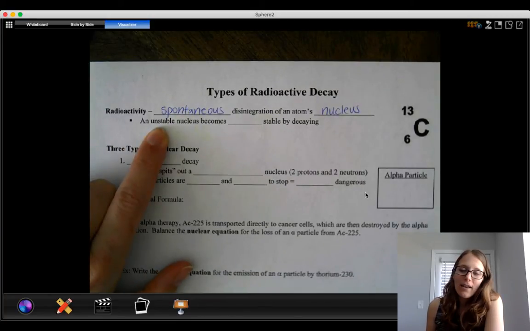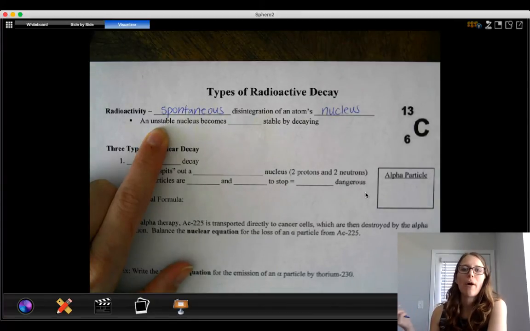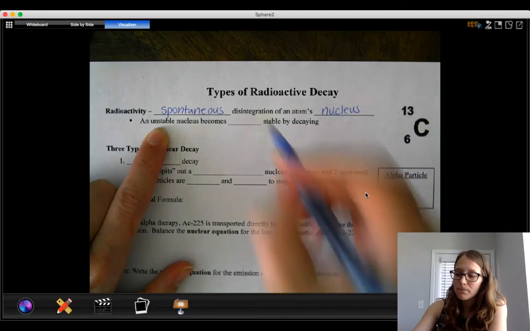The reason why an element will go through radioactive decay is because it's unstable. The amount of protons and neutrons that are together in the nucleus just isn't a good ratio. And so that nucleus is going to spit out chunks in order to try to become more stable.